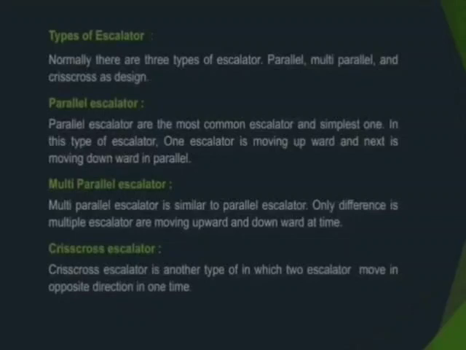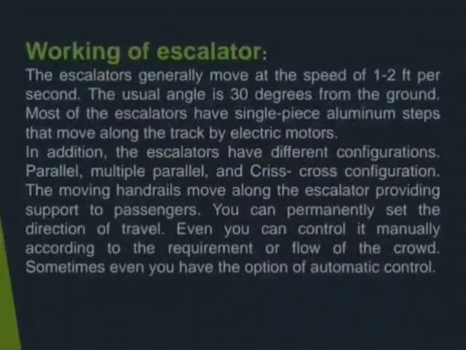Crisscross escalator. Crisscross escalator is another type in which two escalators move in opposite directions at one time. Working of an escalator. The escalators generally move at the speed of 1 to 2 feet per second. The usual angle is 30 degrees from the ground.